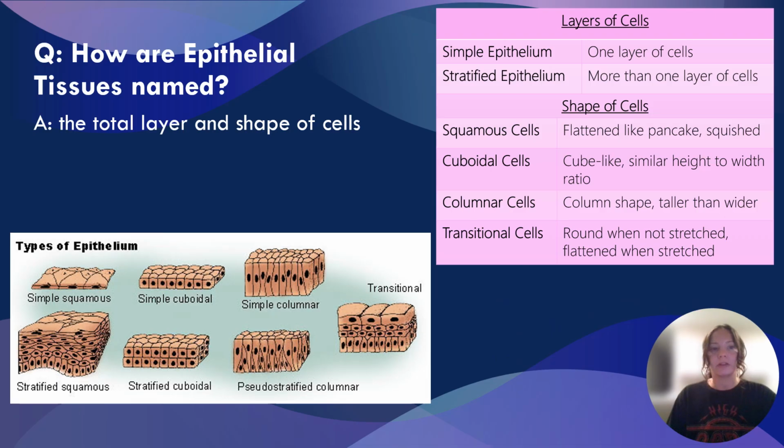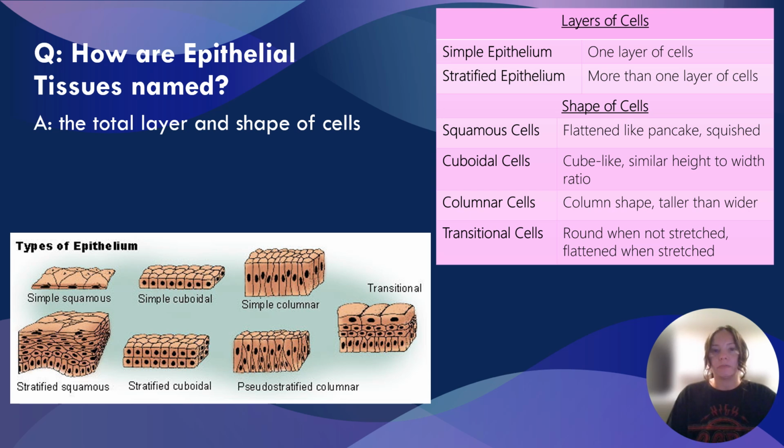So how are epithelial tissues named? They are named by the total layer and shape of the cells. So depending on the layer of cells, if it's one layer of cells, it's considered simple epithelium. If it's consisted of more than one layer of cells, it's called stratified epithelium.